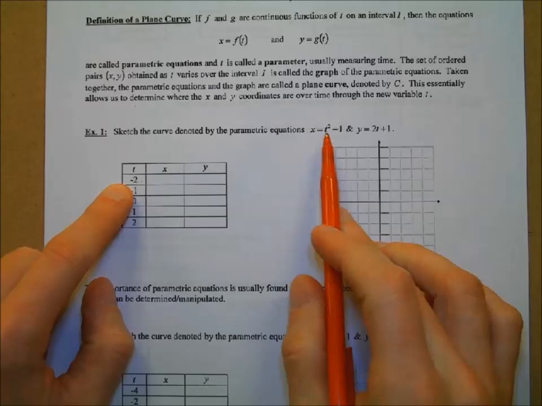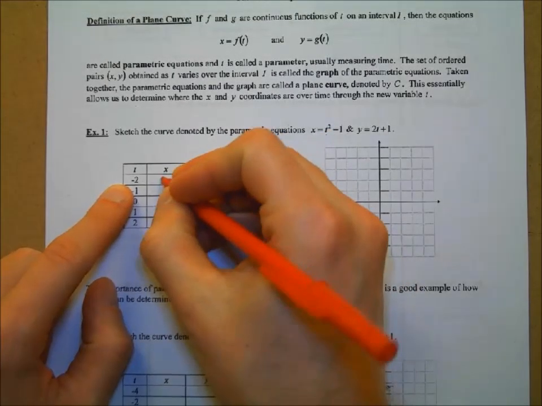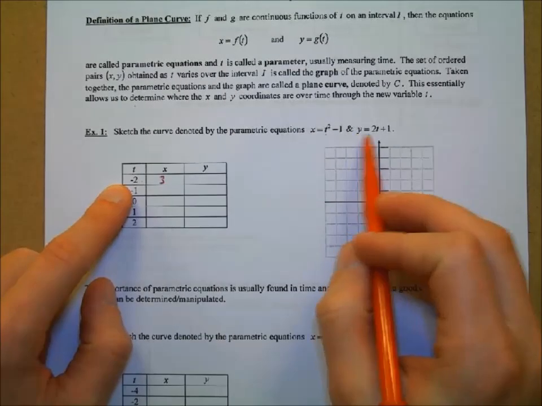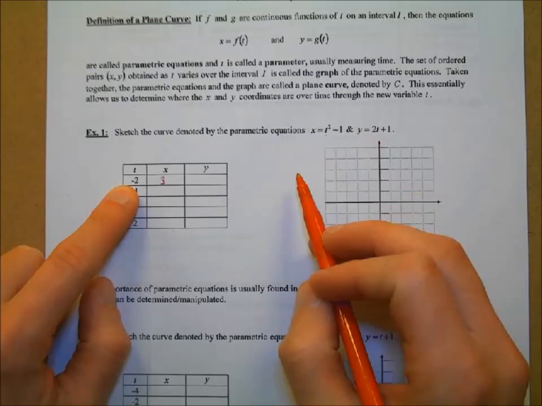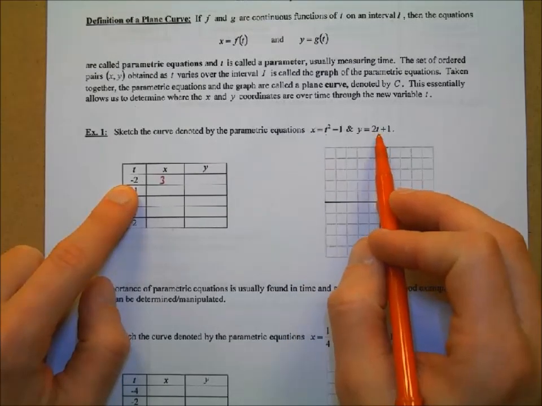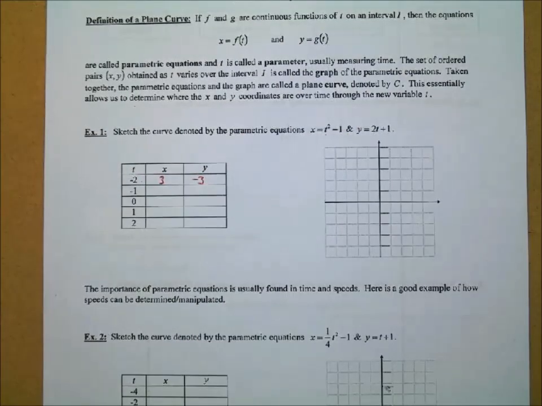Okay, and it is exactly what we've done in the past, where you take your t value and you plug it in for x. So -2 squared is 4, minus 1 is 3. Right, and then you take your t value, same t value, -2, plug it in here for the y function. So 2 times -2 is -4, plus 1 is -3. Okay.